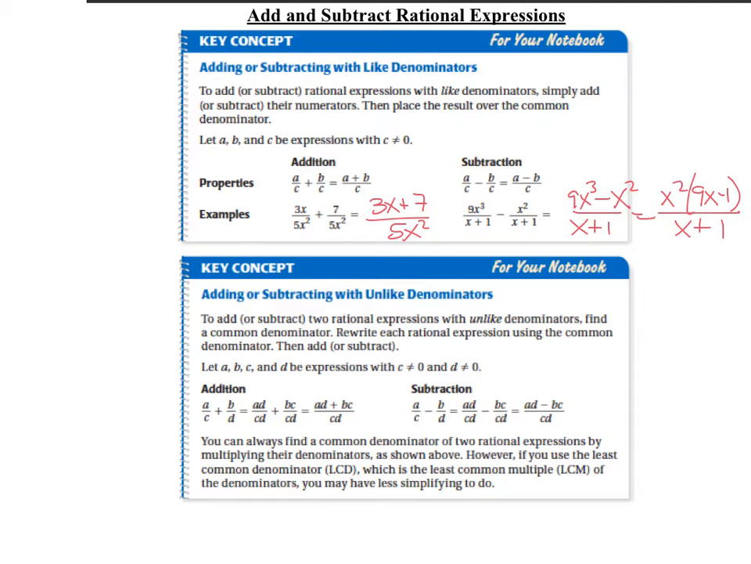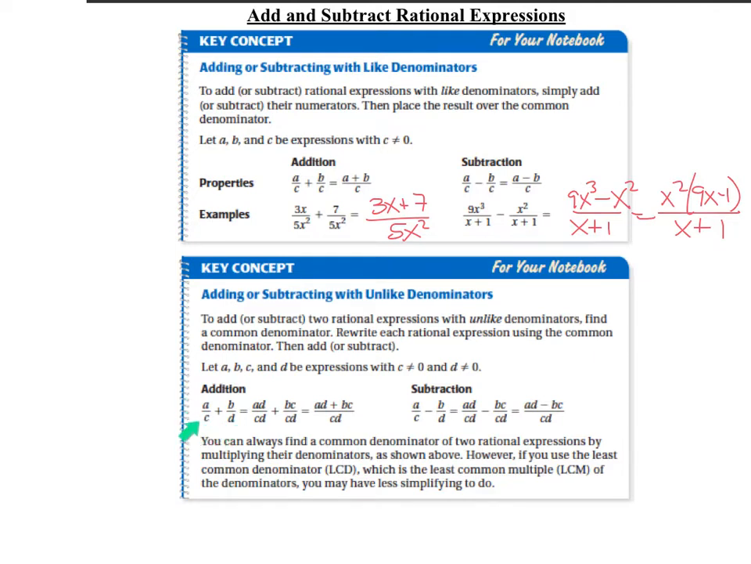Most of our focus in this lesson, though, is going to be on what we do when we don't have common denominators. So if we are adding or subtracting with unlike denominators, our first step is to get a common denominator. Once we have the common denominator, then we just go ahead and combine the numerators. So if we had a over c plus b over d, our common denominator would be the product of c, d, or their least common multiple.